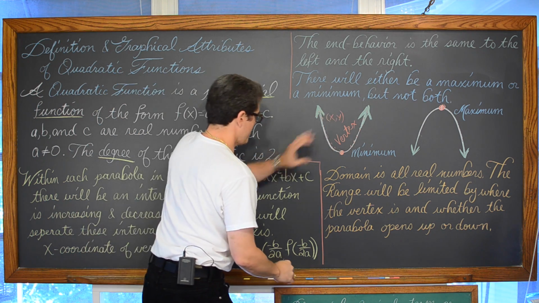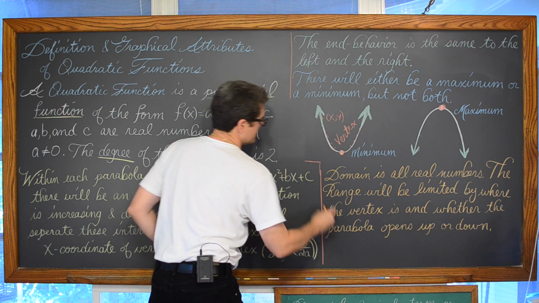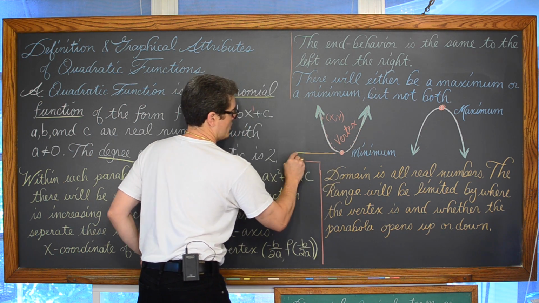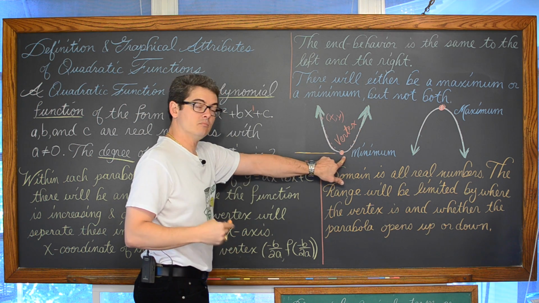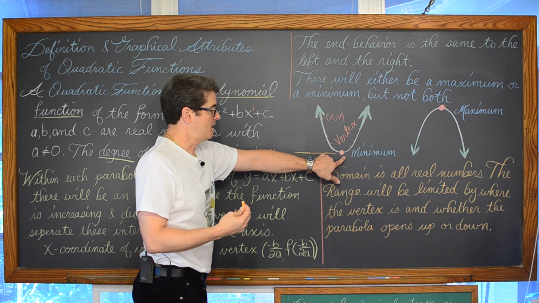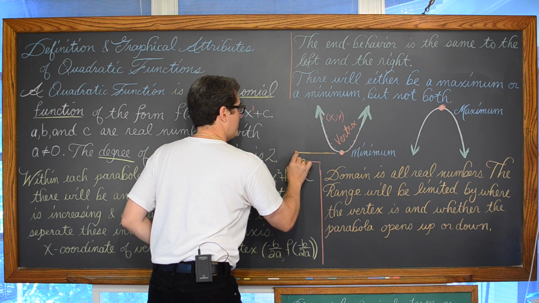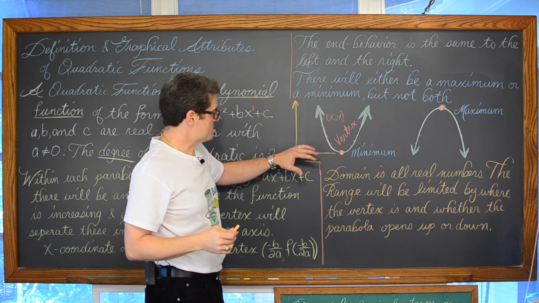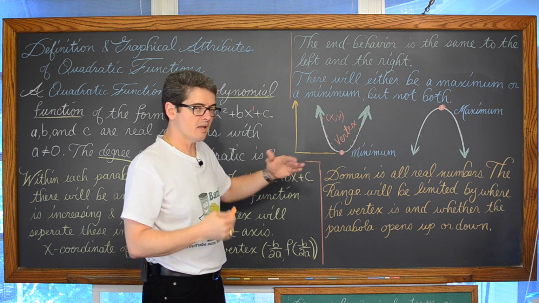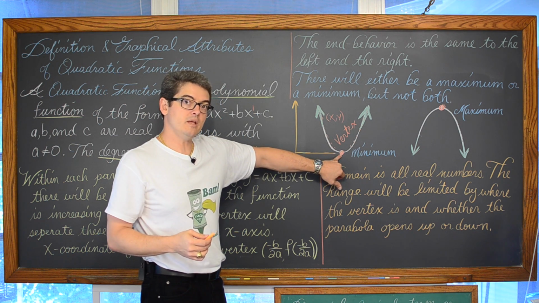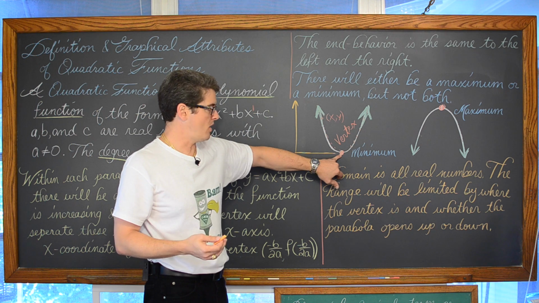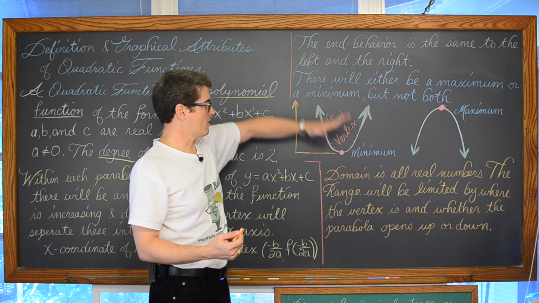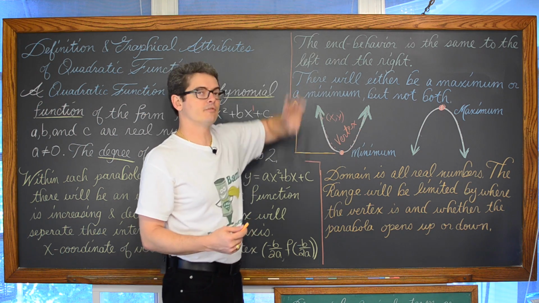When I look at this graph, the range, again, is about the y values, and the lowest y value for this example would be whatever the y value is for that vertex, and then the graph from there goes up forever. So the range is going to be y is greater than or equal to whatever that number is. So if that y value is 4, the range is going to be y is greater than or equal to 4, because from the y value 4 it goes up forever.